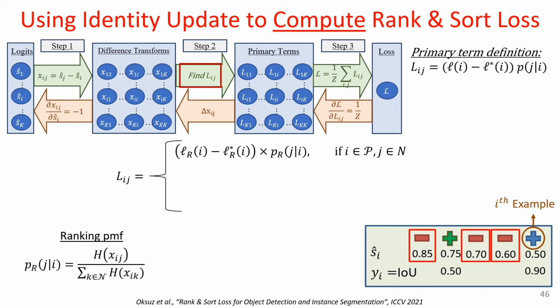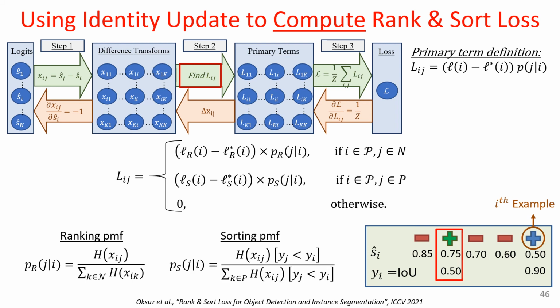But differently, for positive-positive pairs, the sorting probability mass function distributes error uniformly on positives with larger logits but smaller IOUs. Considering that if there is a sorting error on a positive example, then this is caused by another positive example with larger score but smaller IOU.